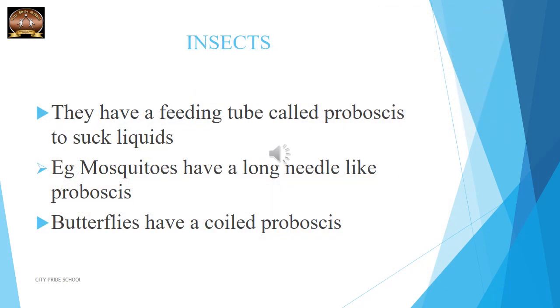In the case of these insects, they have a long feeding tube called the proboscis, which helps them to suck liquid. Actually it works like a straw. So the mosquitoes have a long needle-like proboscis which they use to suck blood from animals. The butterflies have a coiled proboscis with the help of which they suck juices from the flowers or the plants.